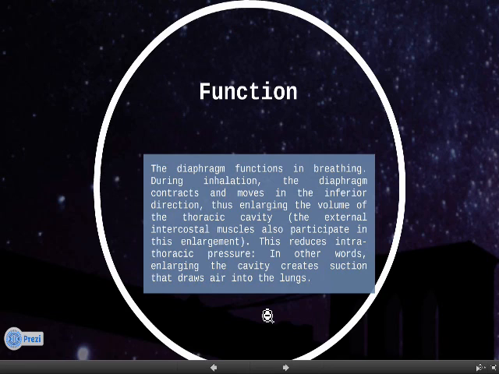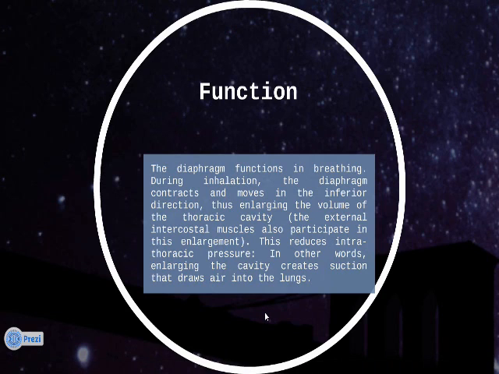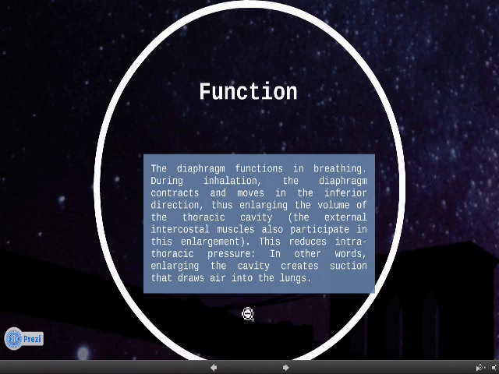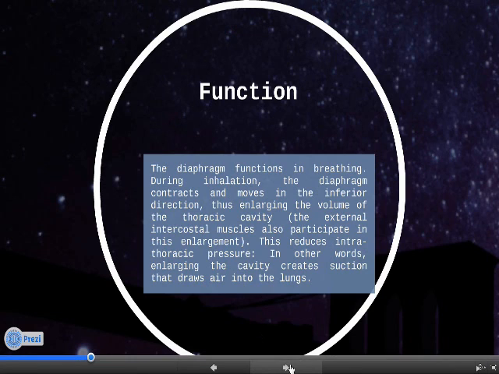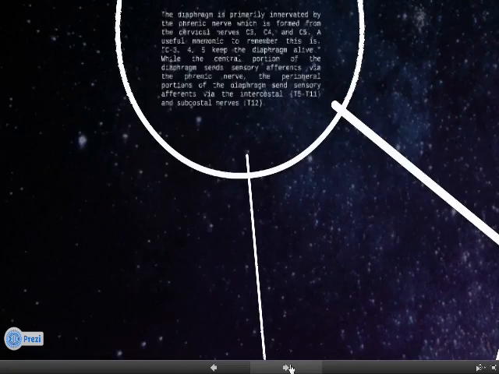Functions. The diaphragm's function is breathing. During inhalation, the diaphragm contracts and moves in the inferior direction, thus enlarging the volume of the thoracic cavity. This reduces intrathoracic pressure. In other words, enlarging the cavity creates suction that draws air into the lungs.